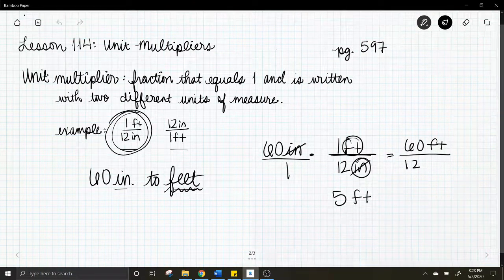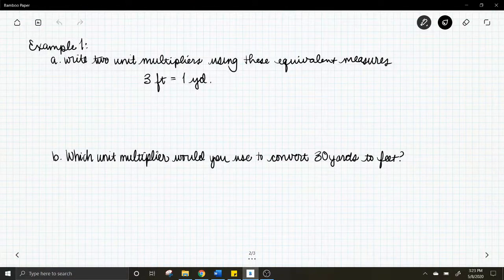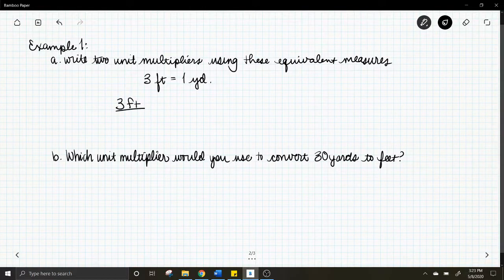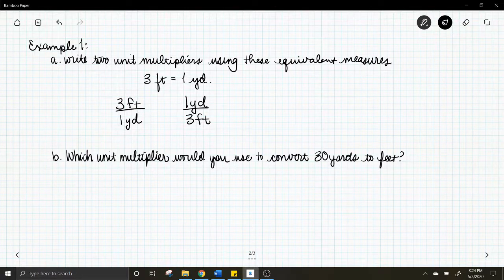Okay, example 1, write 2 unit multipliers using these equivalent measures. So if I know that 3 feet equals 1 yard, we can write 2 unit multipliers. The first one would be 3 feet over 1 yard, as simple as that. The second one would just be the reciprocal, 1 yard over 3 feet. So that's how we would make unit multipliers. We just put one value over the other. One becomes the numerator, one becomes the denominator.